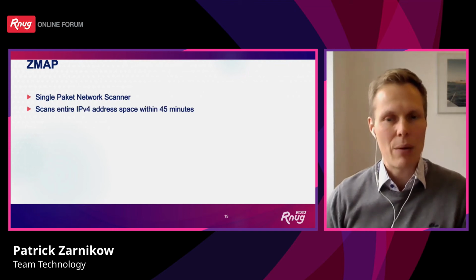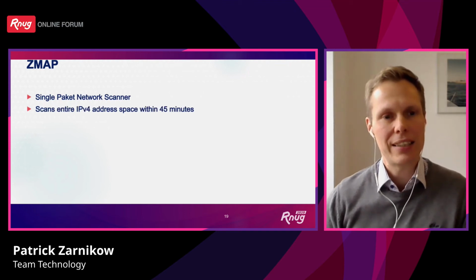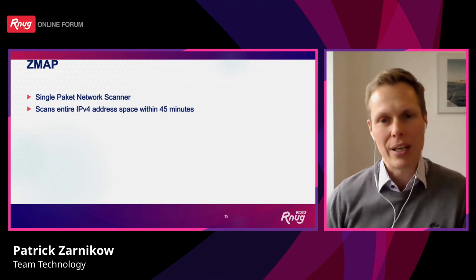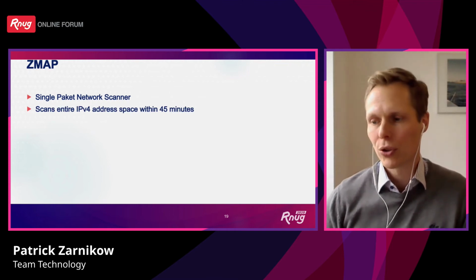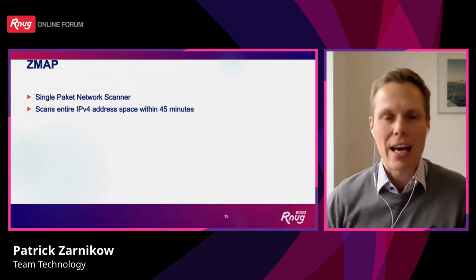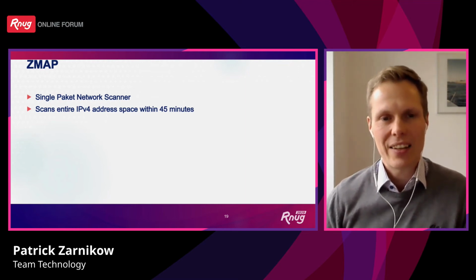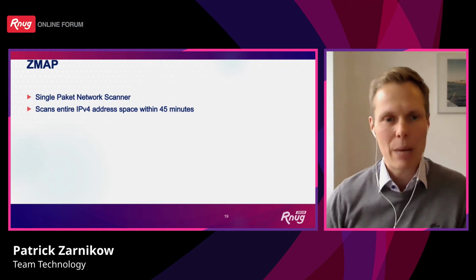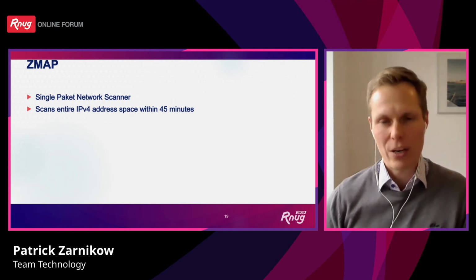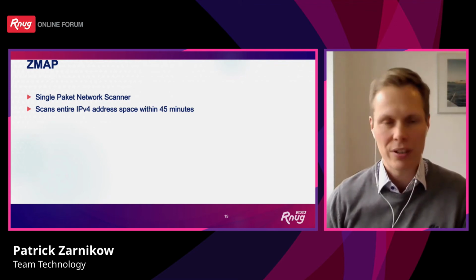Let's take a first look at ZMap. ZMap is a single packet network scanner you can use. What makes it so unique is that with a certain internet connection and a good computer server out there, you can scan the entire worldwide IP version 4 address space within 45 minutes. So this is like a 1 gigabit internet connection.